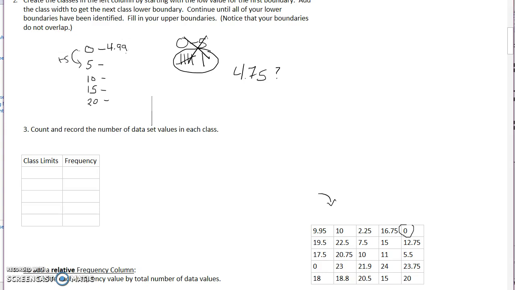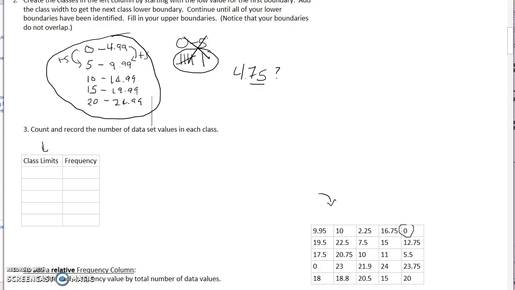4.99. Why did I use 2 decimals? Because my data set has 2 decimals in it in places. So I go out the number of decimals equal to how many my data set has. And now we're going to do the add 5 thing this way as well. You can count back, but it's a little bit easier just to add 5, which will give me 9.99, and then 14.99, and then 19.99, and then 24.99. So you can see here, these are my ranges that are going to go into my frequency distribution table below.